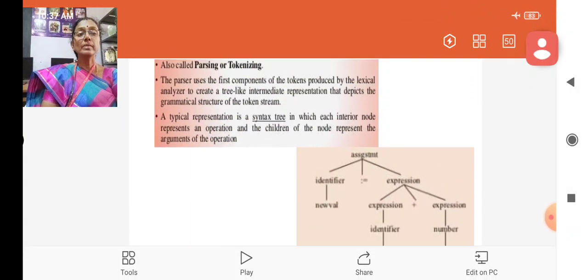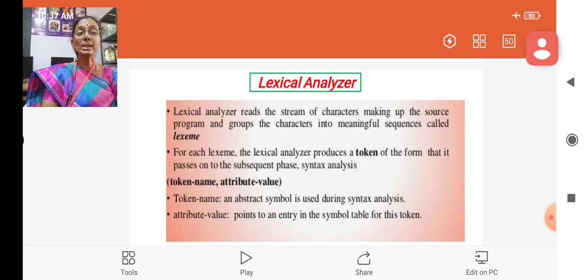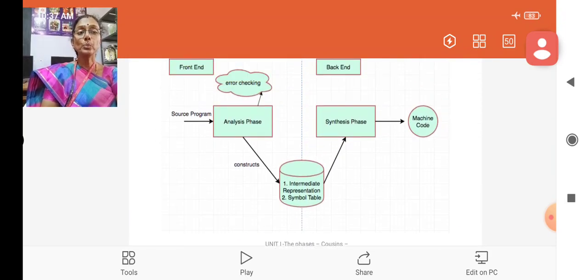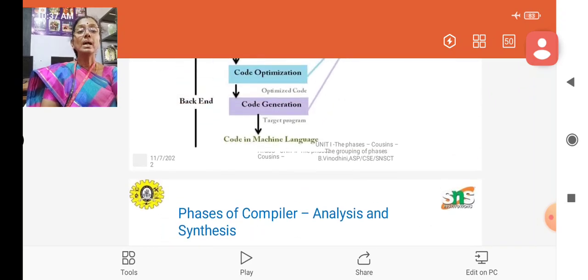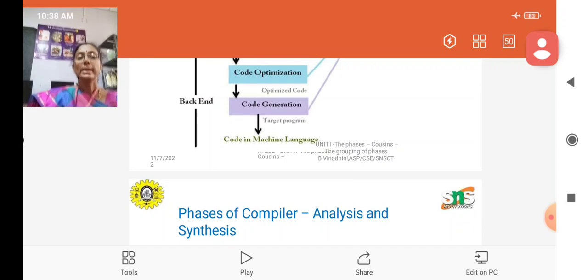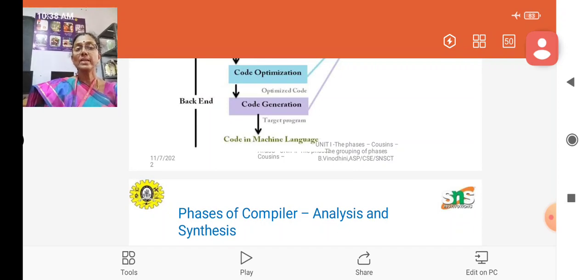In this video we have seen the six phases of the compiler, the input and output of each phase, the analysis and synthesis phases, and the first two phases in detail. I hope you understand the phases of the compiler clearly. Thank you. In the next video we will see the remaining phases in detail.